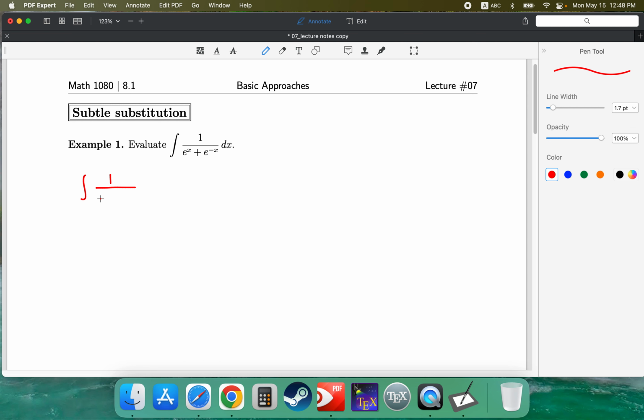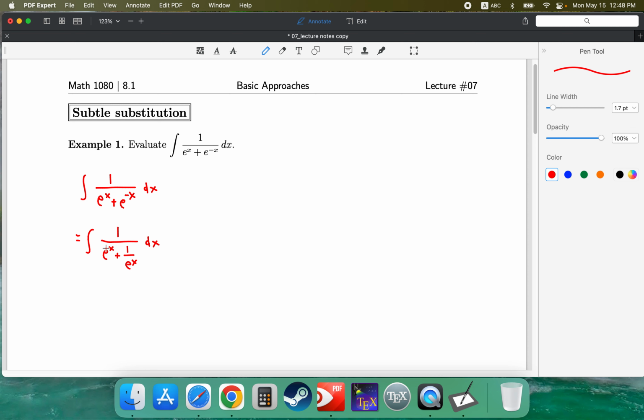You want to integrate 1 over e to the x plus e to the negative x with respect to x. So notice that right here you have e to the negative x, and this negative exponent means it's the reciprocal of e to the x. That means I can rewrite it as 1 over e to the x plus 1 over e to the x dx.